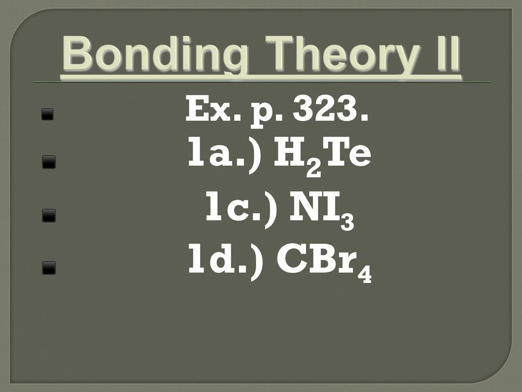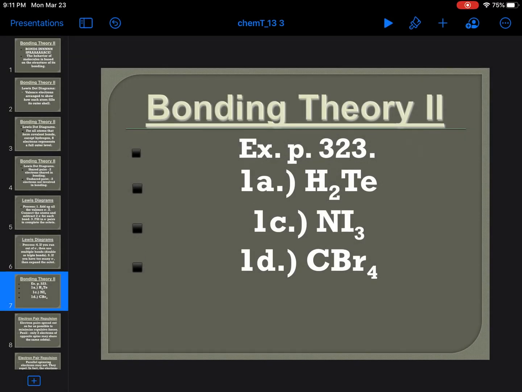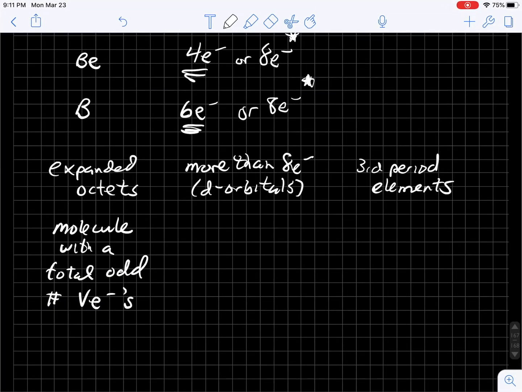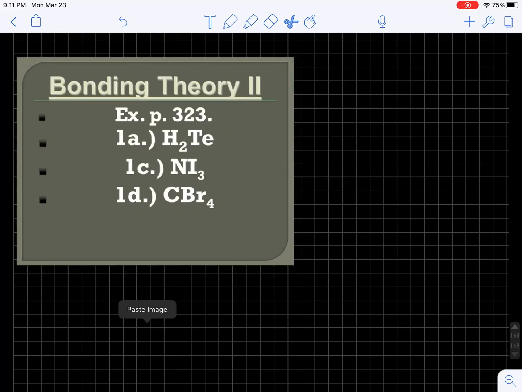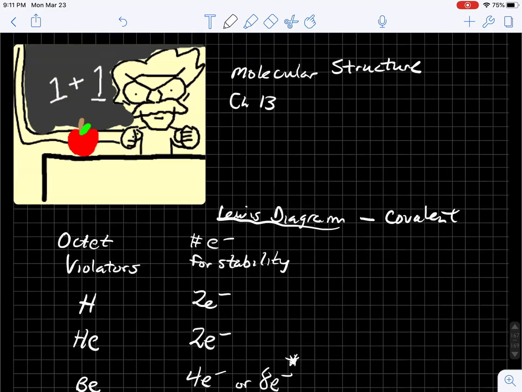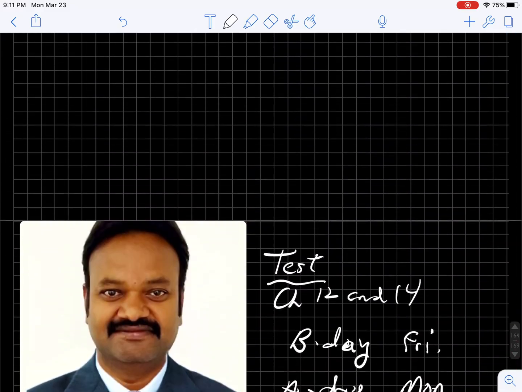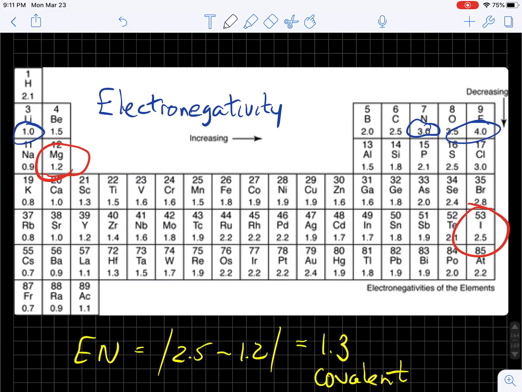All right, so let's try a couple of these. First of all, octet followers for the most part. We'll do these 3 as an example. These are pretty easy. Okay, so the first one, hydrogen telluride, so H2Te.